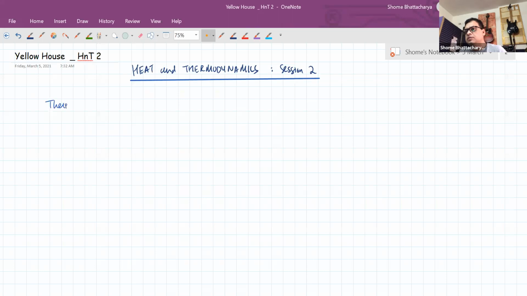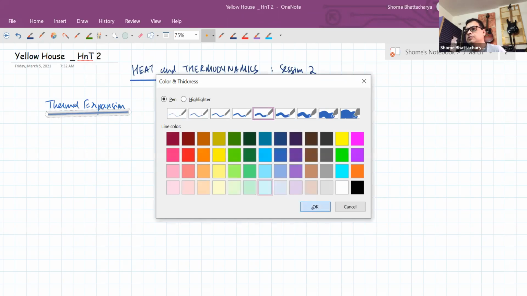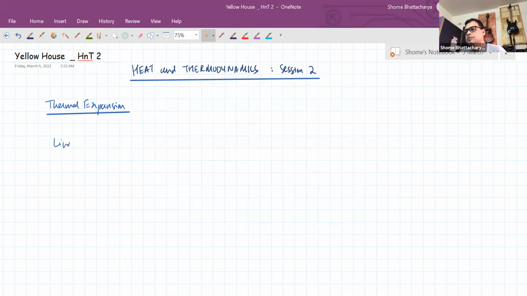We were looking at thermal expansion of materials last time, and in that we had understood the principle of linear expansion. It's seen that any length parameter changes with temperature according to the principle that fractional change in length is equal to coefficient of linear expansion multiplied by change in temperature.